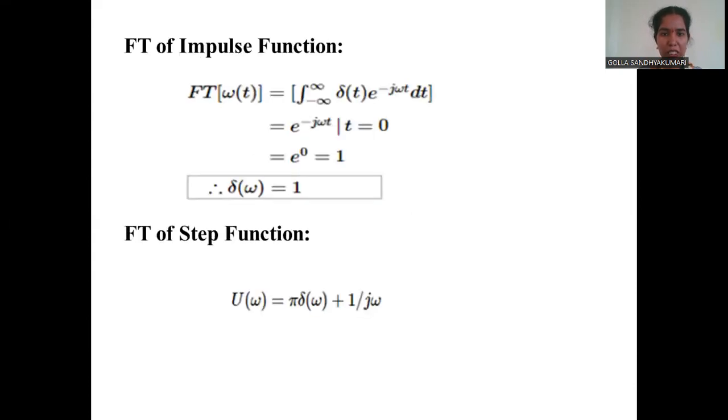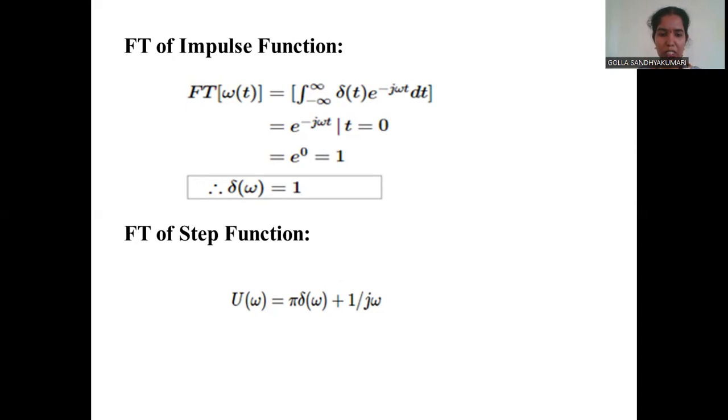Next, Fourier transform of the impulse function. For the impulse function, you can substitute in the Fourier transform equation F of omega equals integration from minus infinity to infinity f of t into e power minus j omega t dt. Here for the impulse function, f of t is delta of t. So if you substitute delta of t in the place of f of t, you'll get the value as 1. So finally, the Fourier transform of the impulse function is 1.